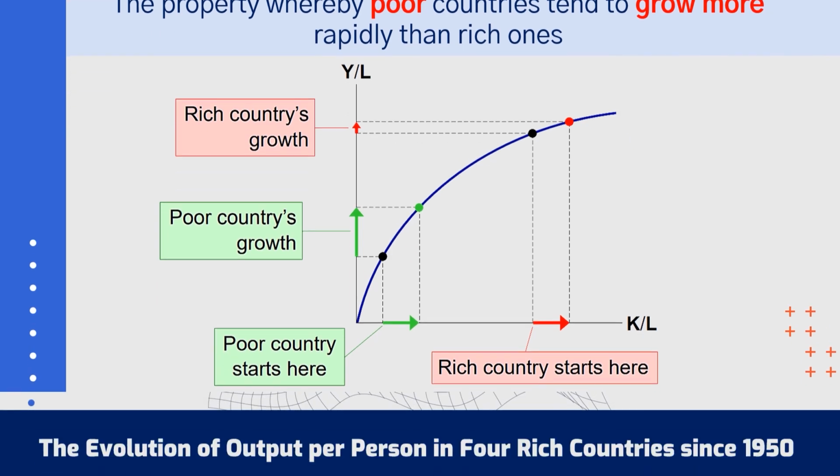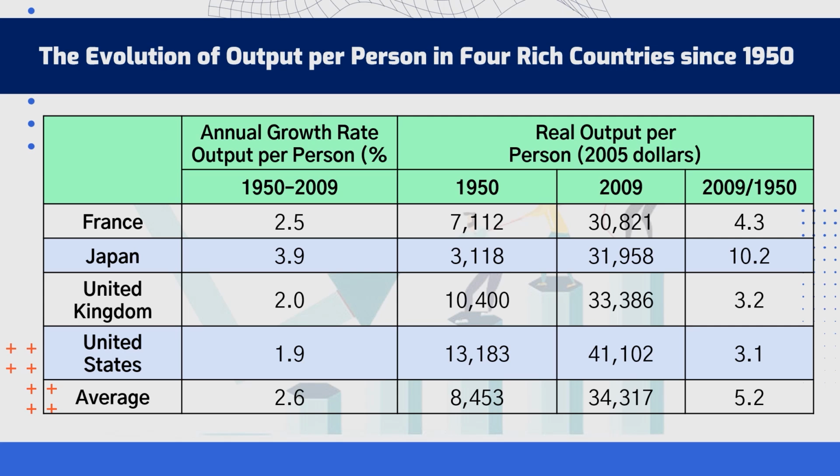Let's now examine an insightful historical perspective on economic performance with this slide. The evolution of output per person in four rich countries since 1950. This slide presents a comparative analysis of how output per person, a key indicator of a country's standard of living, has evolved over time in four advanced economies: France, Japan, the United Kingdom, and the United States.